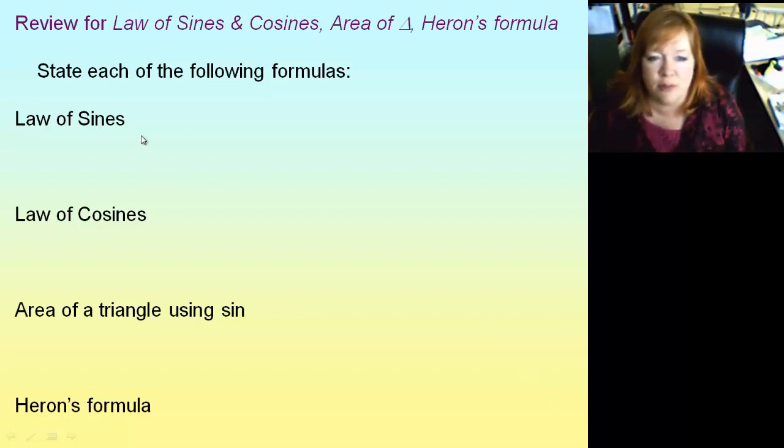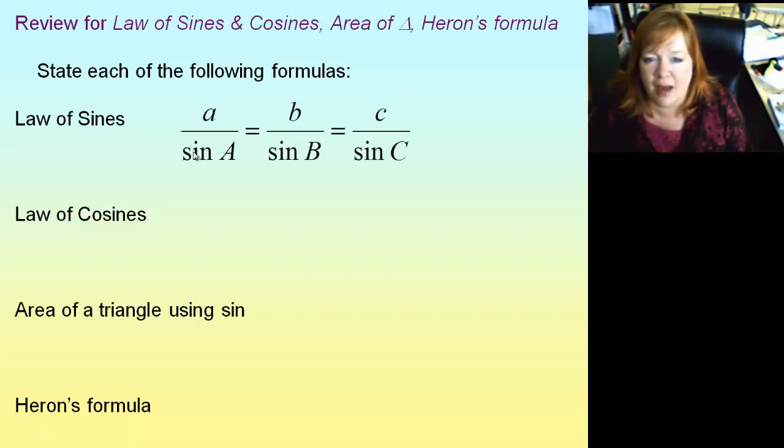Just remember that you have the opposite side over the opposite angle. So it's little a over the sine of A. These are opposite of each other. Little b over the sine of B. Little c over the sine of C.